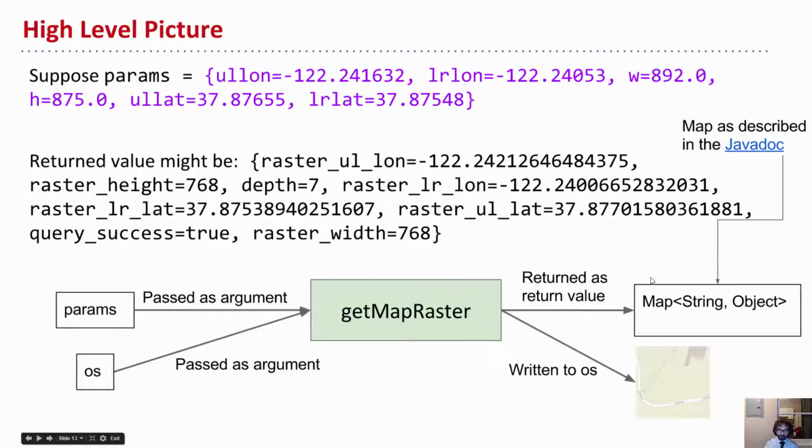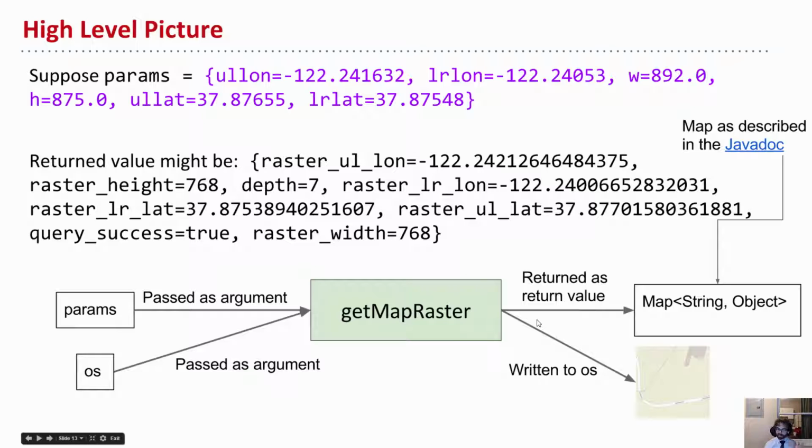What about the image? Well, the image is not returned as part of this map. You could, in principle, do something like that. But what we opted for, to make things easier for the HTML file, is you're supposed to write it to an output stream. What is an output stream? Great question. And I'll have a couple little tips about that.